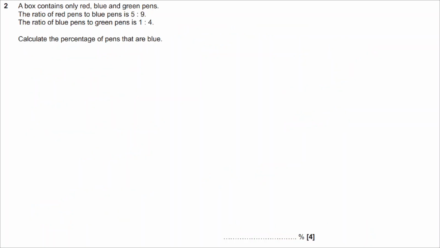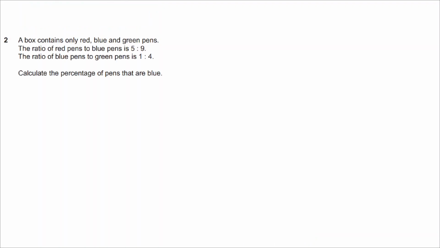Good. Question 2, a bit of ratio. We've got the box contains only red, blue, and green pens, and the ratio of red to blue pens is 5 to 9, and blue to green pens is 1 to 4. Now I can see here, this is a classic double ratio question with the common thing here being blue pens. And the question is saying calculate the percentage of pens that are blue.